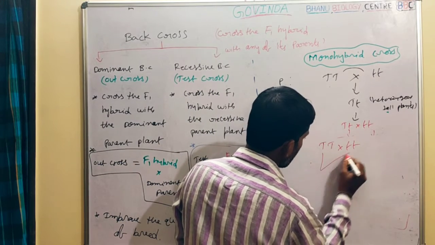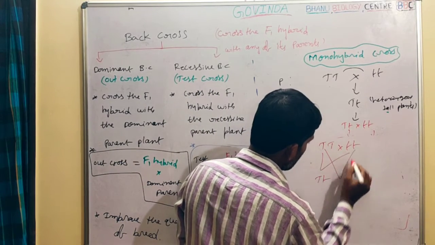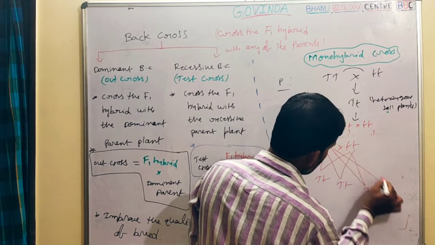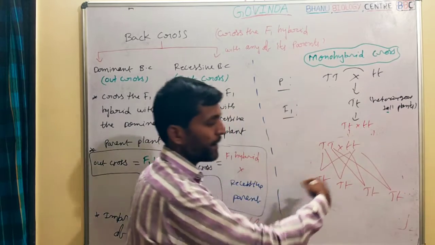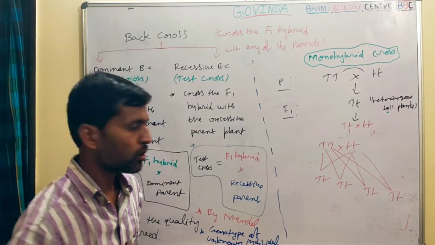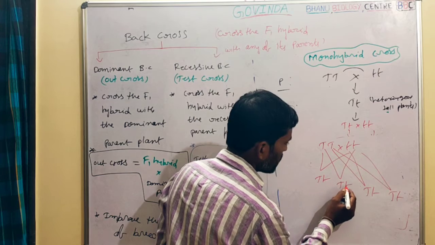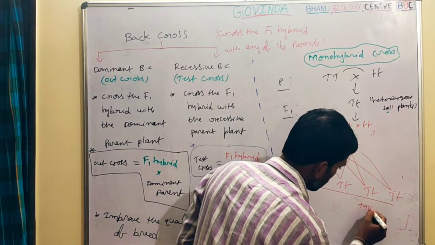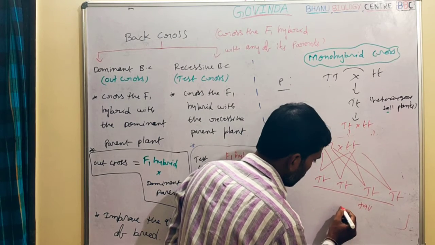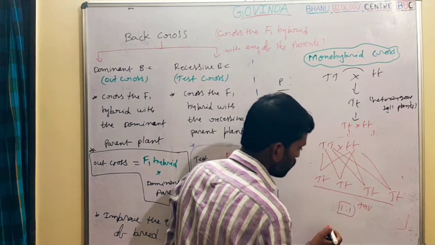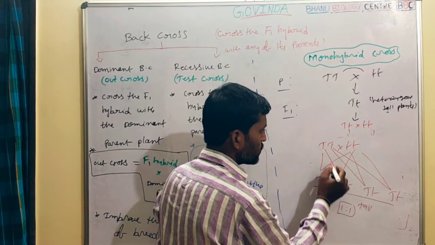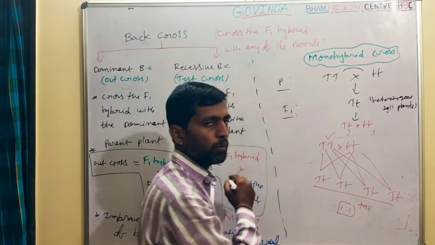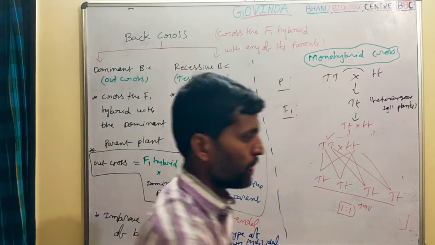All the plants we obtain are capital T, small t, capital T, small t, capital T, small t, capital T, small t. All the plants are tall. 100% of the offspring we received here are tall plants. So here we did not obtain the 1:1 ratio. By this result, we can conclude that the experimental plant taken was a homozygous tall plant.